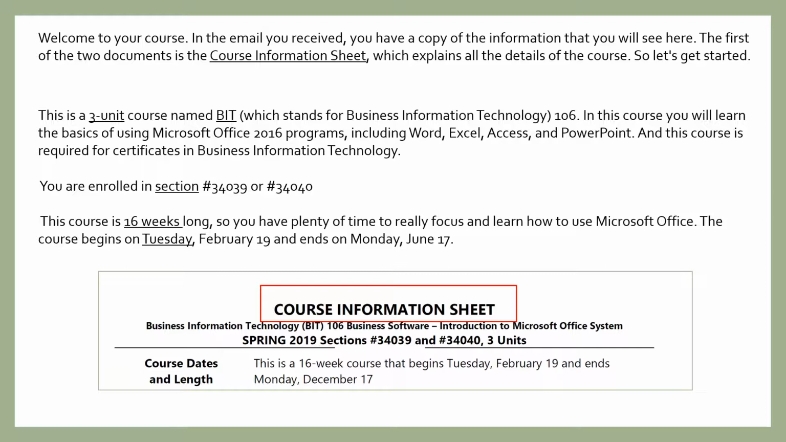So let's get started. This is a 3-unit course named BIT, which stands for Business Information Technology 106. In this course, you will learn the basics of using Microsoft Office 2016 programs, including Word, Excel, Access, and PowerPoint. And this course is required for certificates in Business Information Technology.